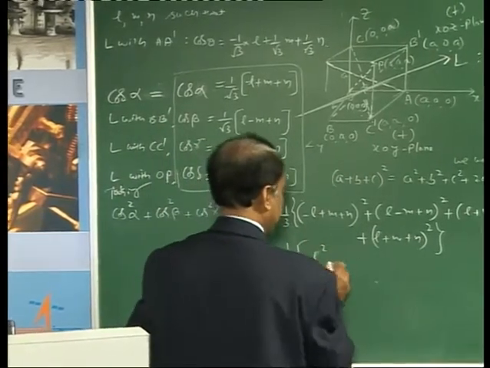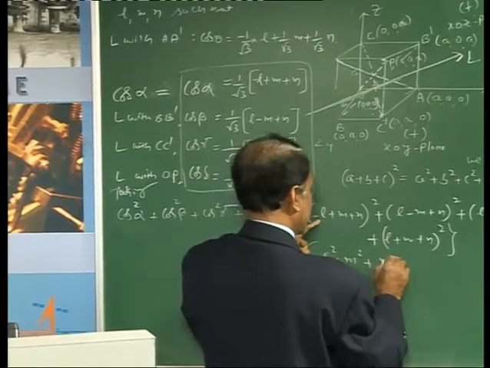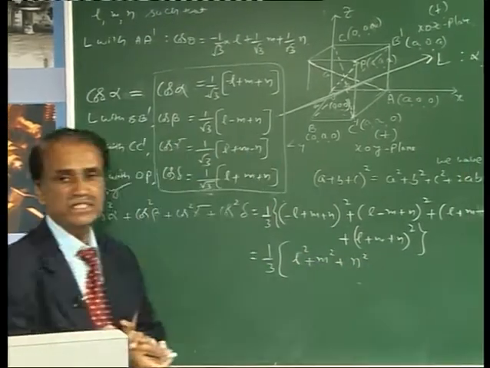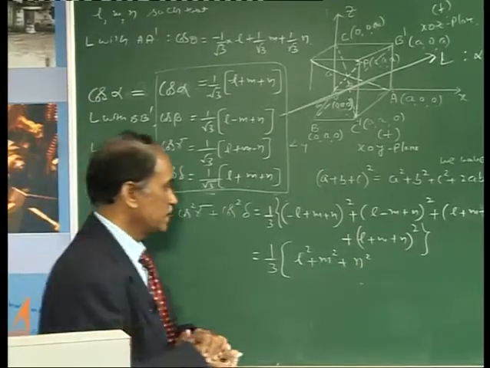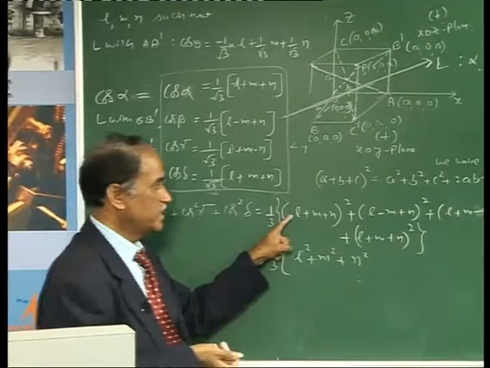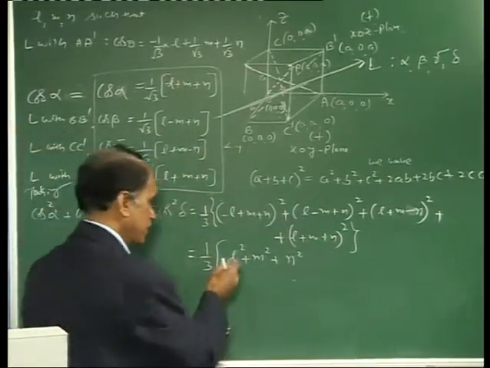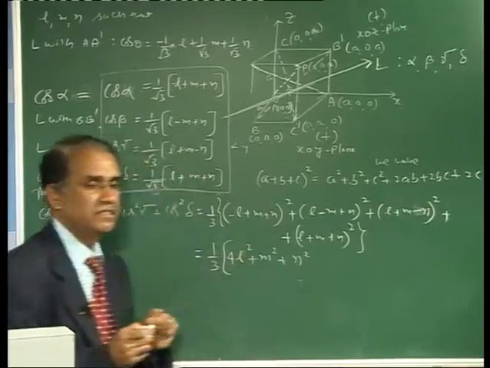That should be L square, right? M square plus N square. How many times does it appear here? L square plus M square plus N square, how many times? L square here, L square here, L square here, L square here, 4 times. Okay, right? 4 times here.